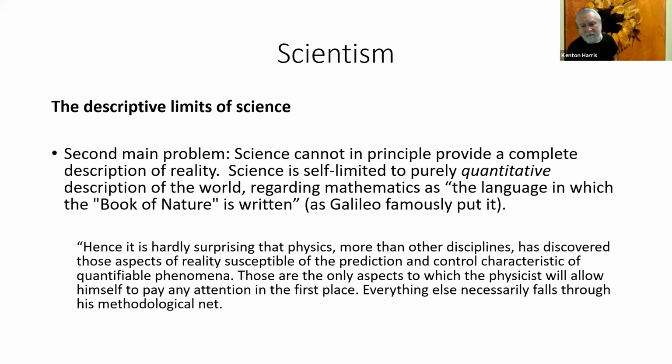Hence, it is hardly surprising that physics, more than other disciplines, has discovered those aspects of reality susceptible to prediction and control characteristics of quantifiable phenomena. Those are the only aspects to which the physicist will allow himself to pay any attention in the first place. Everything else necessarily falls through his methodological net. What is he talking about here? Well, the physicist quite deliberately limits himself or herself to looking at the quantifiable world, the world that can be understood through number, that can be quantified, right? That's a methodological restriction.